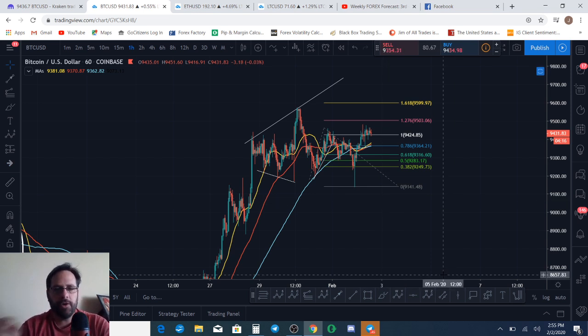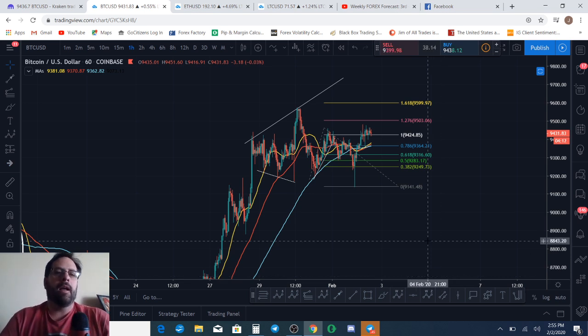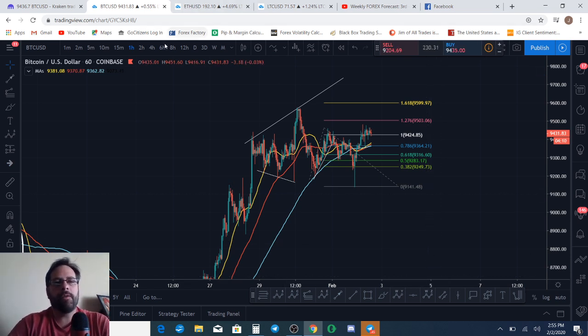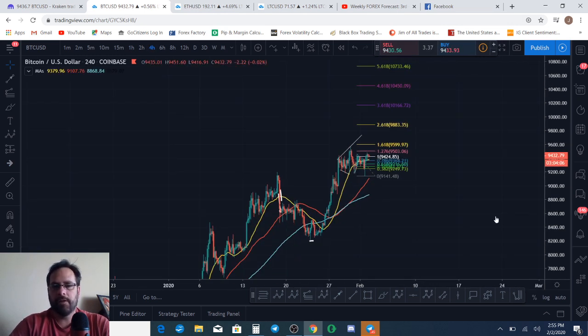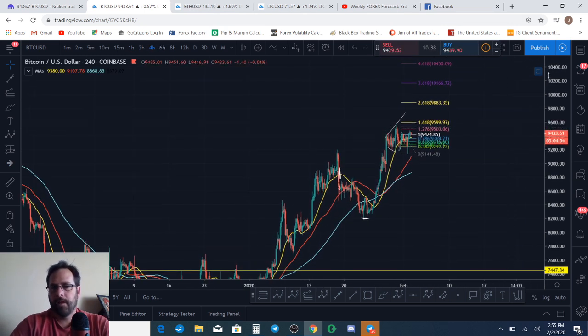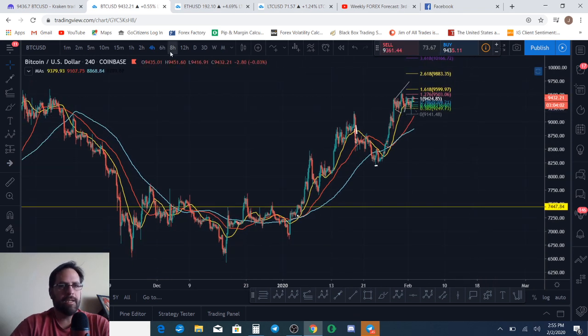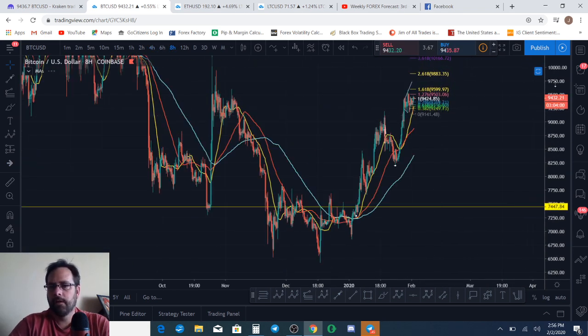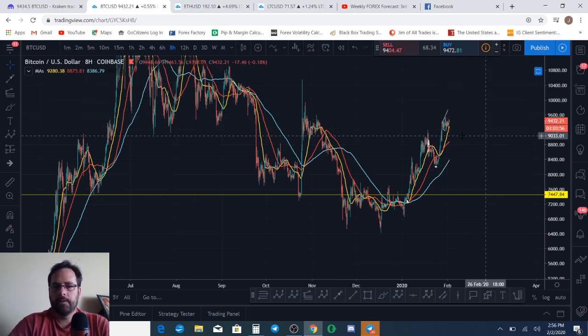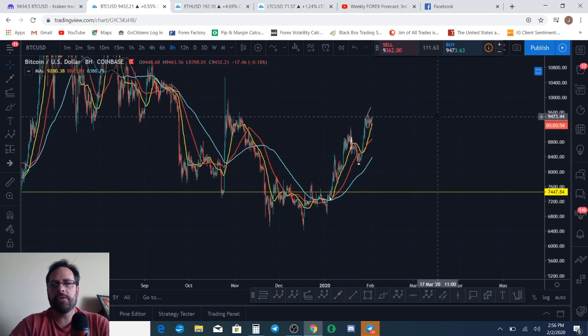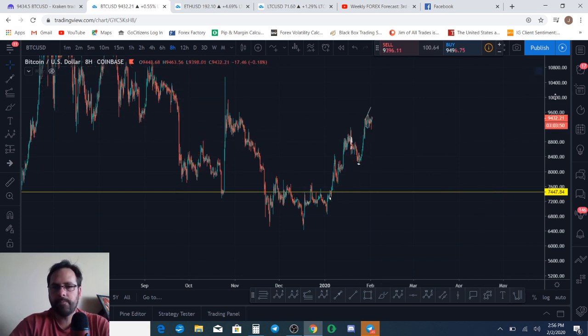We're going to jump into the charts here, just take a look at the current wave structure of Bitcoin and see what's going on. When we zoom out on the 4-hour chart, let's take a look at the overall structure of this wave. Let me see if I can get the MAs off of that as well.